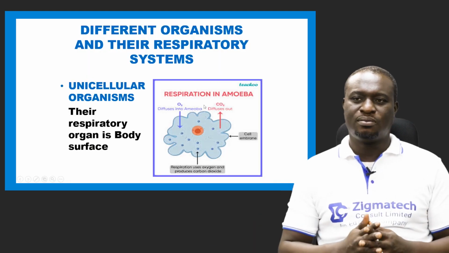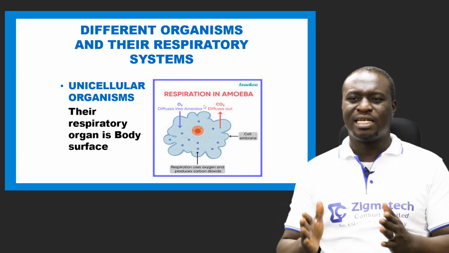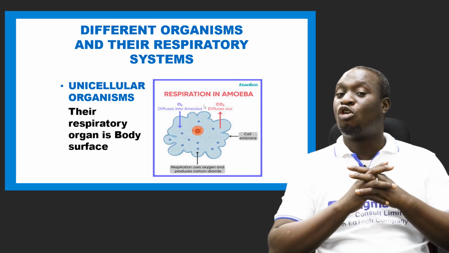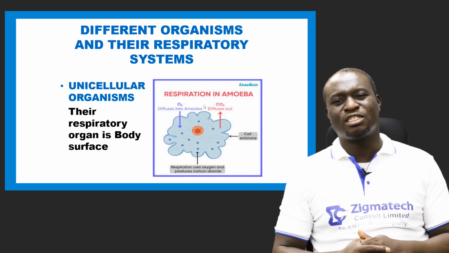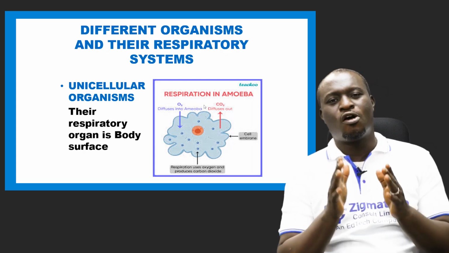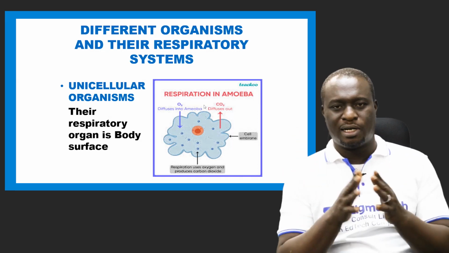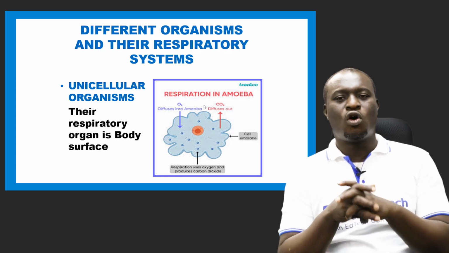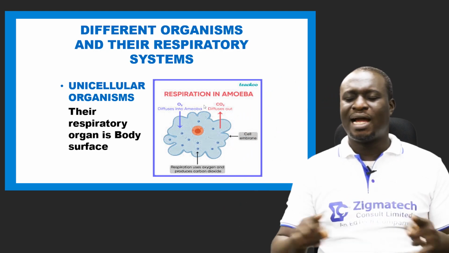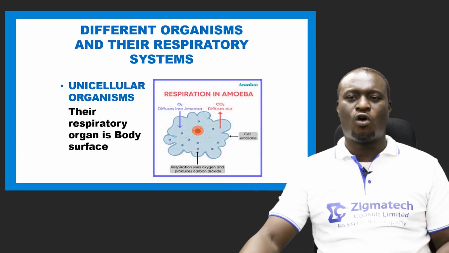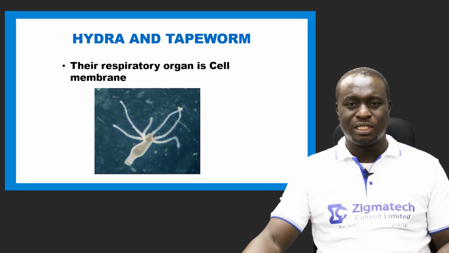Now the next thing to take note of is different organisms and their respiratory systems. We have a whole lot of organisms and they have different respiratory systems. Number one is unicellular organisms, and the one I'm majoring on is a protist, the amoeba. The respiratory organ of the amoeba, or most unicellular organisms, is the entire body surface.